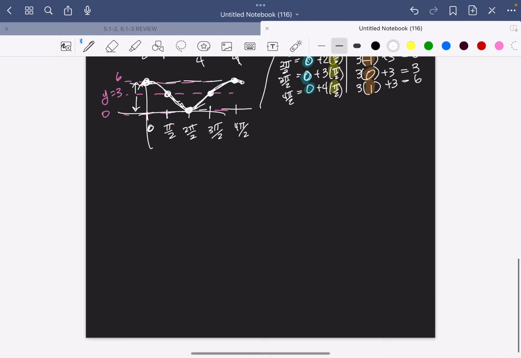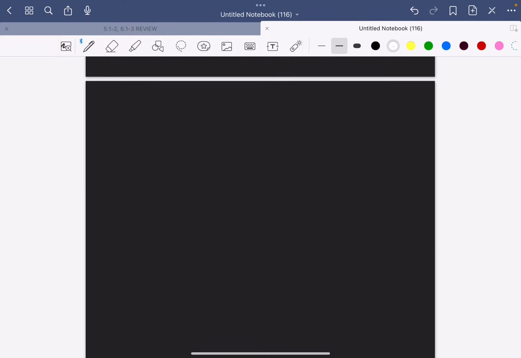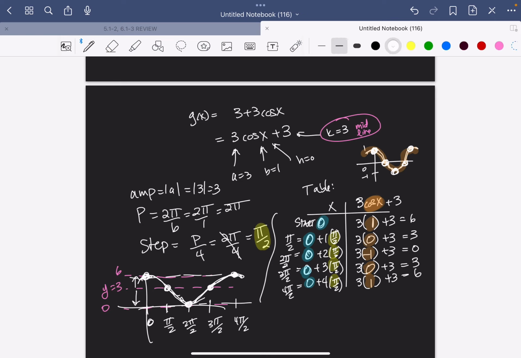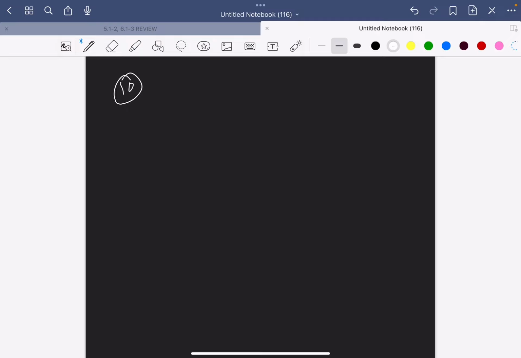So that's 10. Now we have to do 15. Whoa, that was 15, sorry. Okay, so we just did 15, no big deal. So that's 15. Now we're going to go back and do 10. So when I do 10, it's f of x is equal to -1 plus the cosine of x.